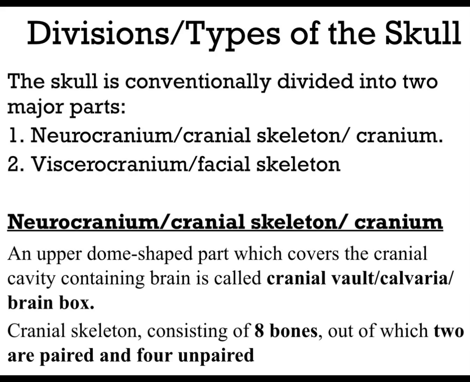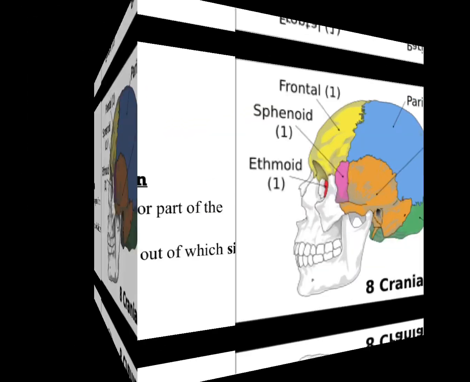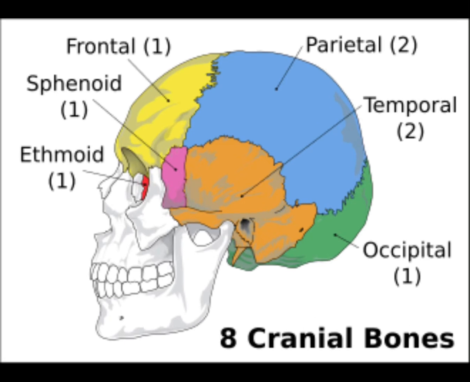So what are the 2 paired? You have the parietal bone, which you are seeing on your screen, and you have the temporal bone. The parietal bone is joined by a sagittal suture, which we'll be talking about. And you have the temporal bone close to your ear too at the other side.